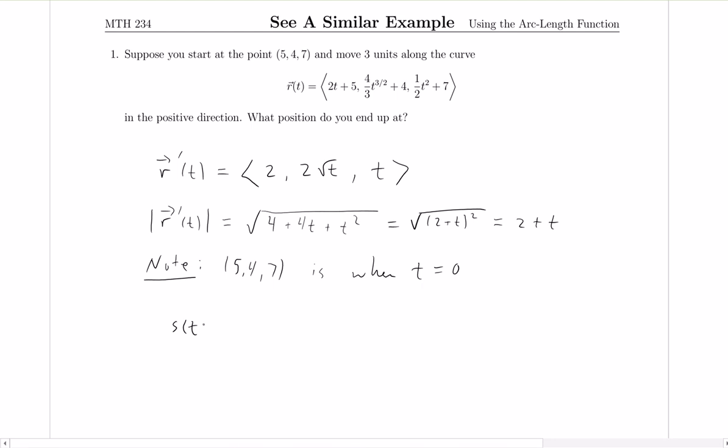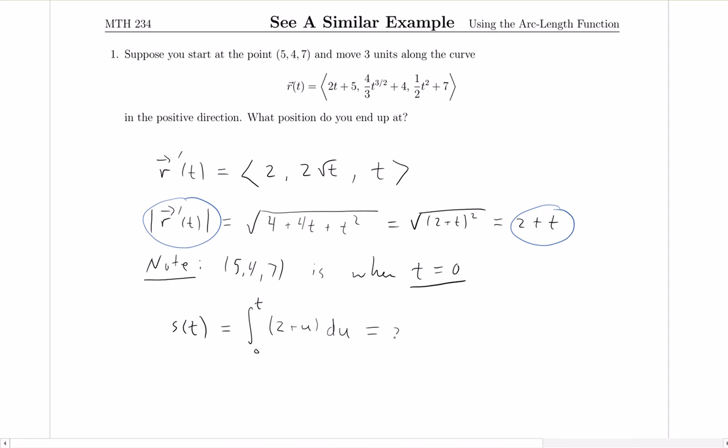So let's write that down. The arc length function s of t is the integral from 0 to t. Again, the 0 comes from the fact that our designated starting point is when t equals 0. We need to integrate this quantity here, the length of the derivative vector. But I'm going to use a different letter than t because we're already using t as the upper bound of the integral. So I'll use u. So 2 plus u du.